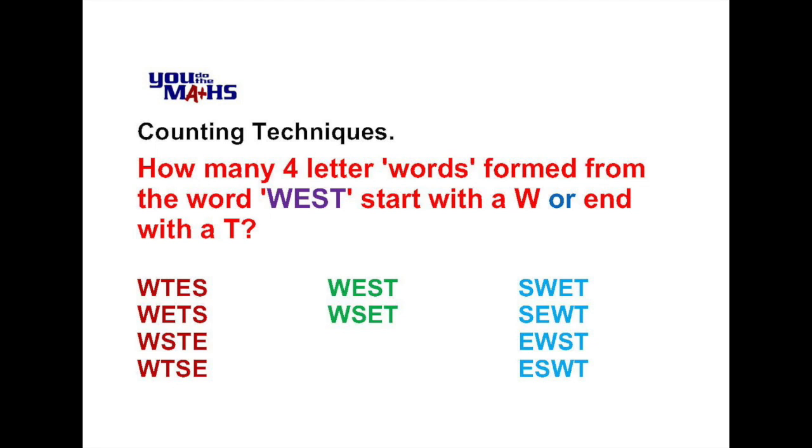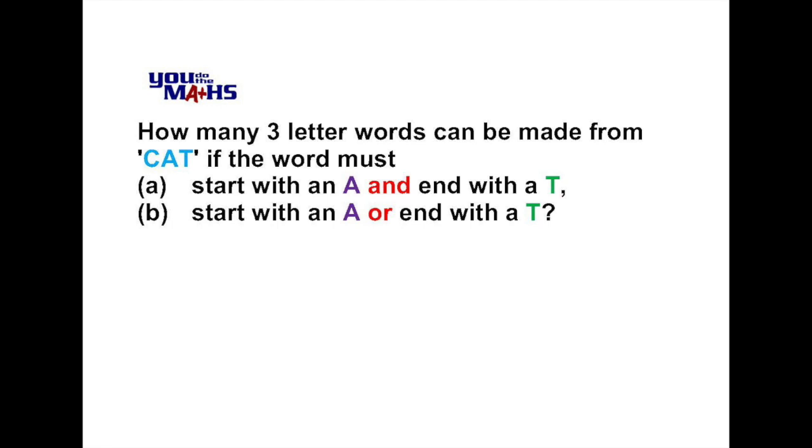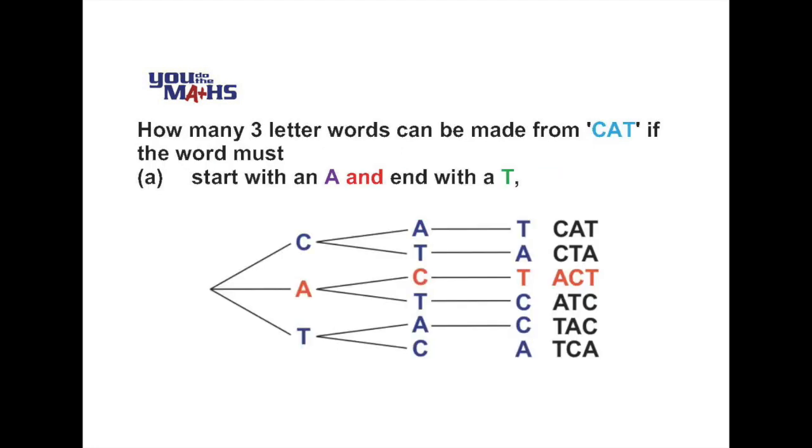Let's go through and look at some simpler examples in more detail. Our first example starts with a 3-letter word cat, and we're looking at how many words we can form in the first case starting with an A and ending with a T. Now the key word here is AND. In other words, these two things must occur together. So we can see from a simple tree diagram that there is one situation where you start with an A and finish with a T. Let's have a look at how we actually perform that calculation.